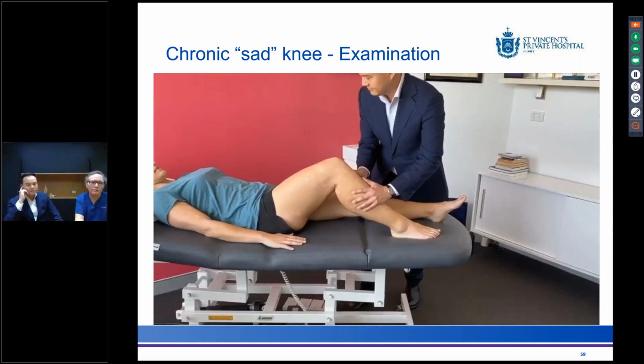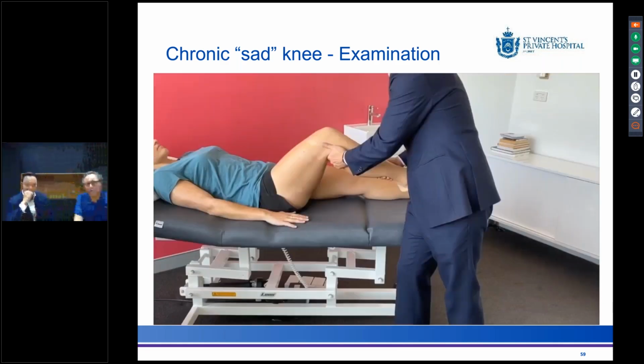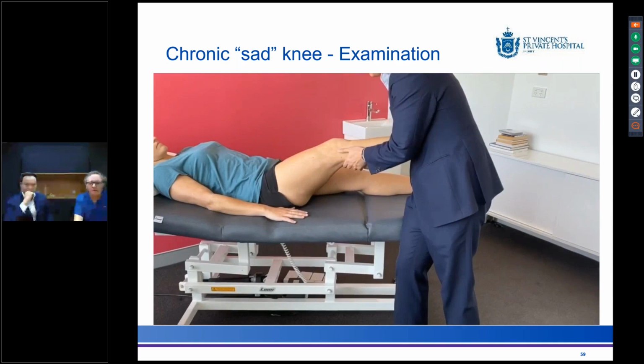As Horng has done before, but this time perhaps a bit more gently because of the chronic issues. He is applying a varus valgus force in full extension and then again at 30 degrees, just to note that the collateral ligaments are more lax at 30 degrees of flexion as compared to full extension.